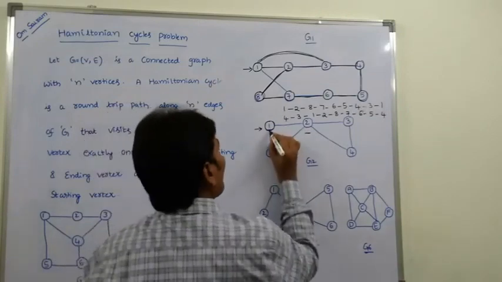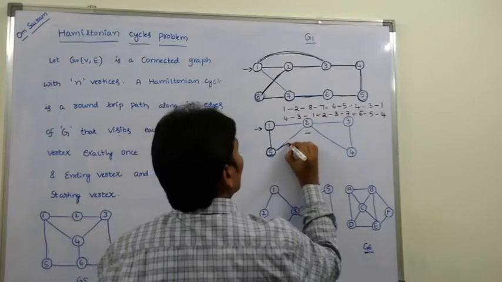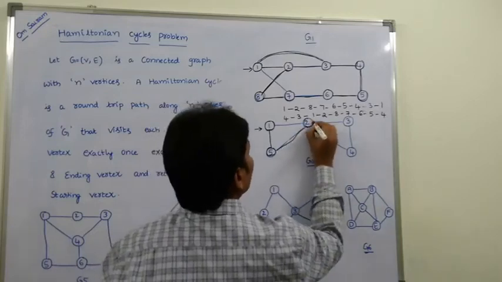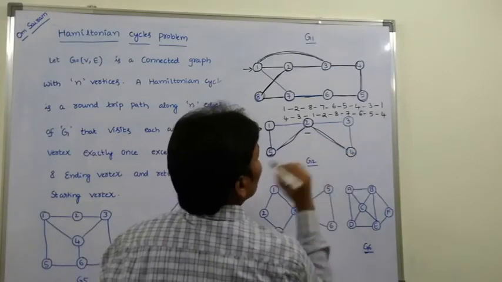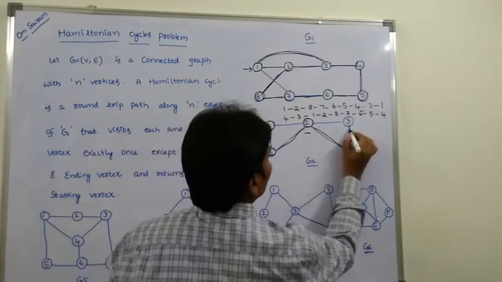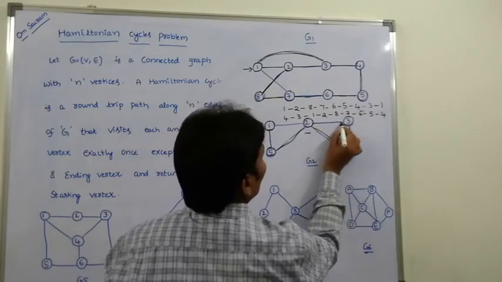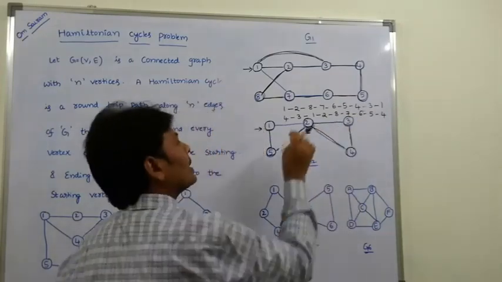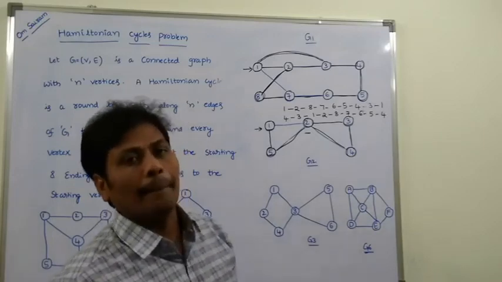Next we are going to vertex 5. Next we are going to vertex 2. Next we are going to vertex 4. Next we are going to vertex 3. Next we are going to vertex 2. But vertex 2 is visited a second time.